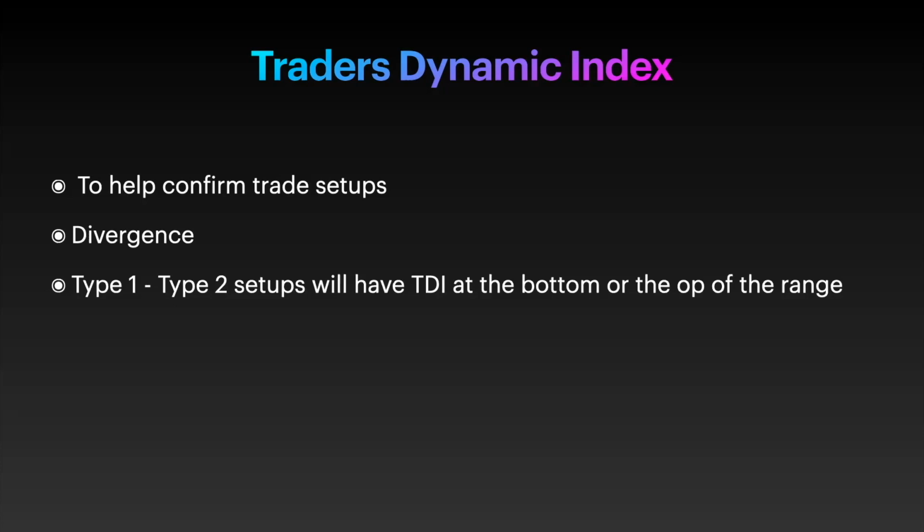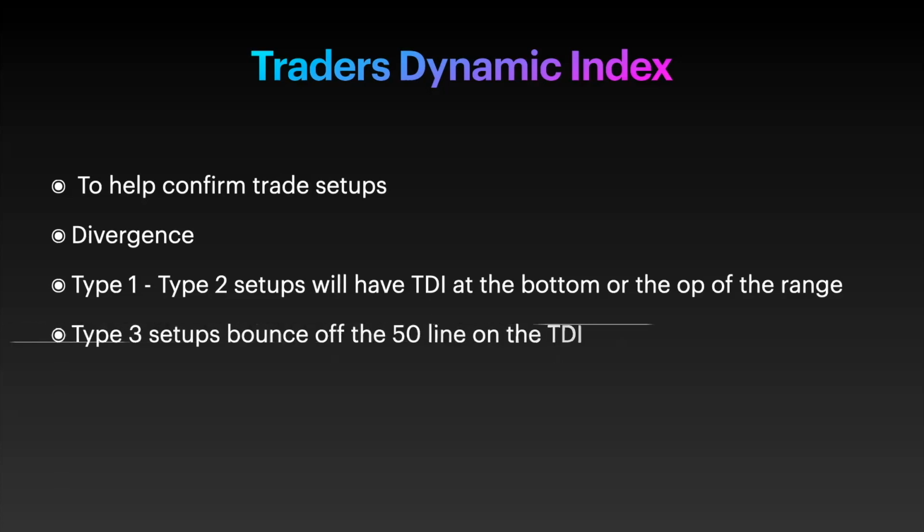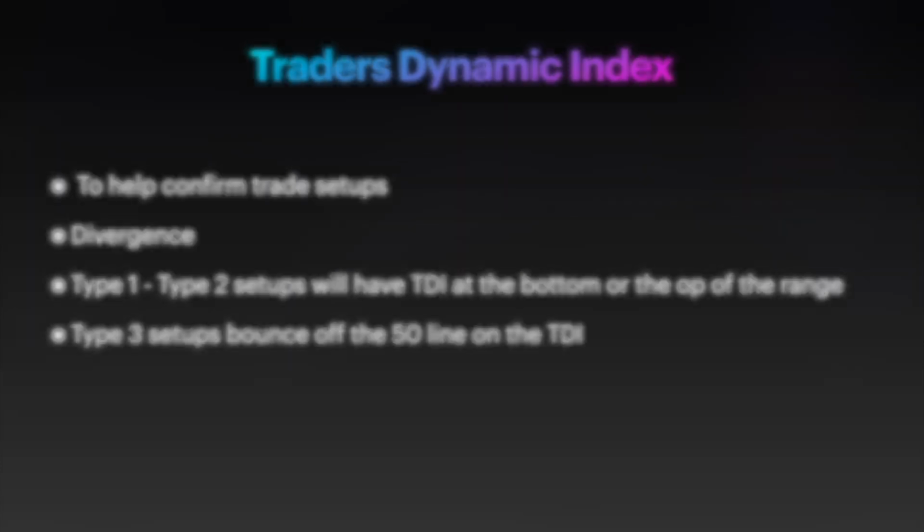In type 1, type 2 setups, typically all of the lines are towards the top or towards the bottom. I'm going to show you this in the charts. Type 3 setups bounce off the 50 line of the TDI if they're the good ones. This is literally what I use it for. That's it. Nothing else. There are strategies that you can try to build around the TDI, and that's all great and everything.